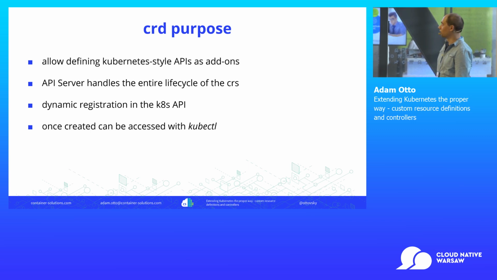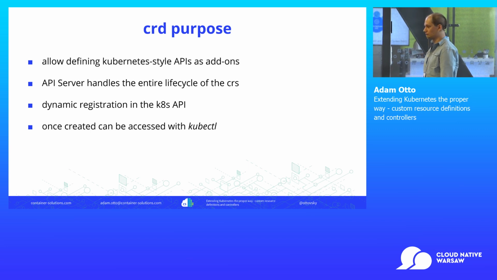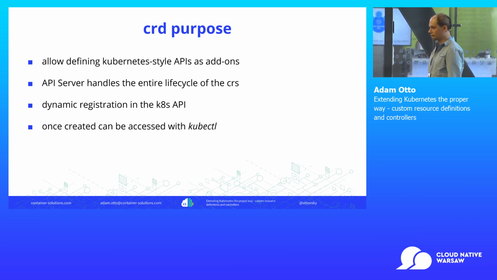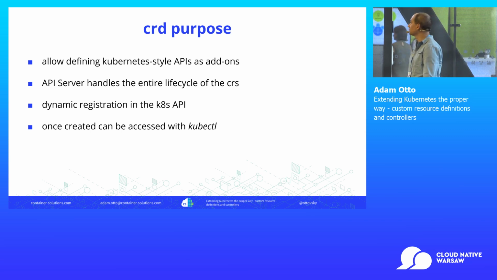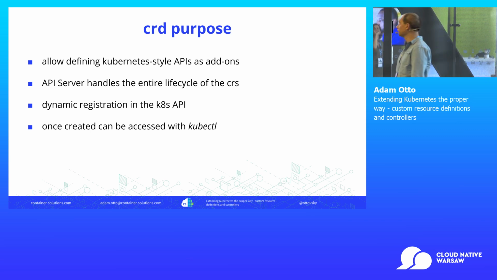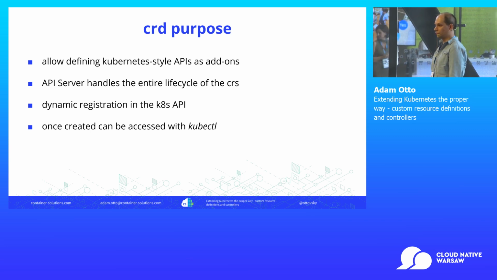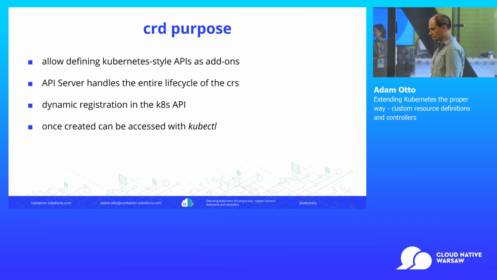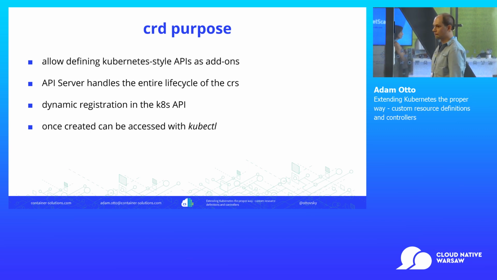So what is the purpose of CRDs? They allow you to define a Kubernetes-style API as an add-on. By defining a CRD, you are getting an endpoint which supports the CRUD operations, so create, read, update, and delete. The API server handles the entire lifecycle of those CRs as well. We also get dynamic registration in the Kubernetes API. And the important thing is that by creating a CRD and the custom resources attached to it, we are able to manage them through kubectl.